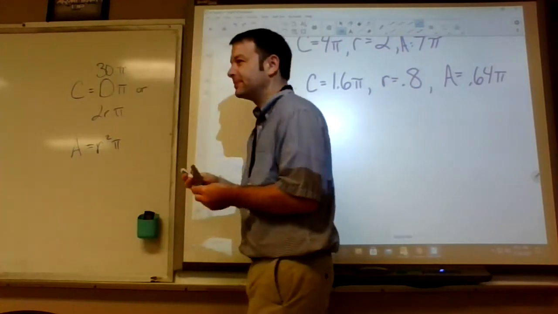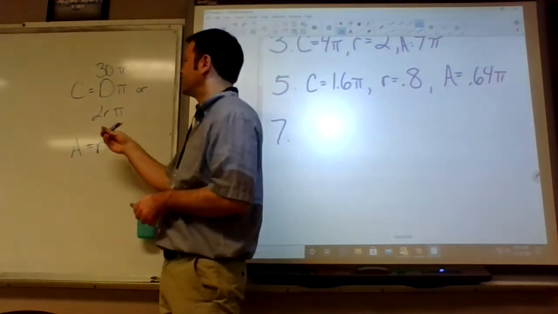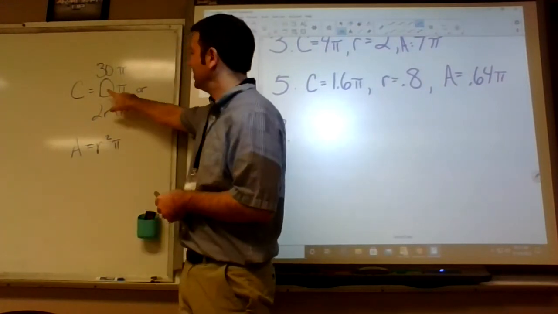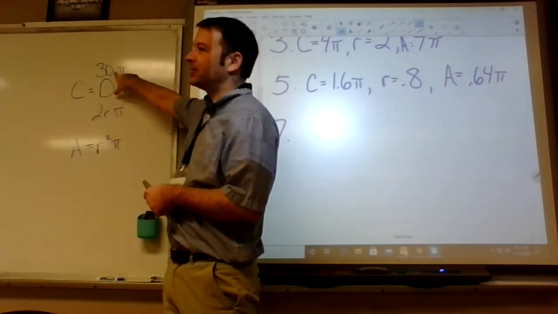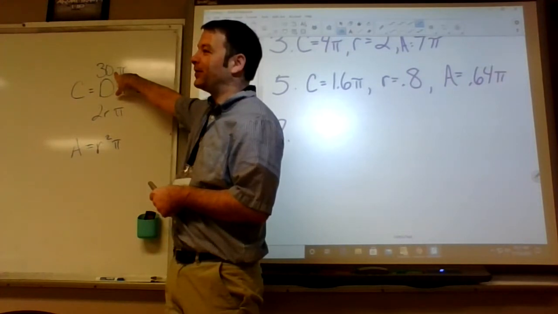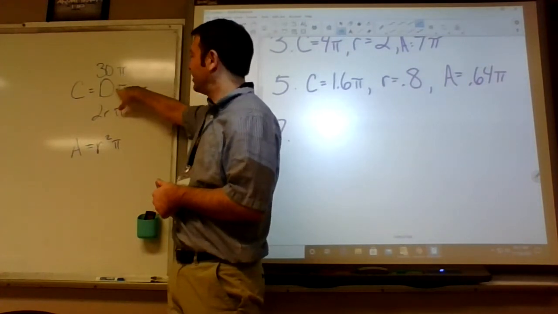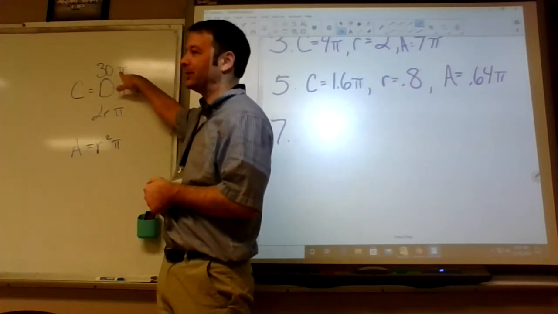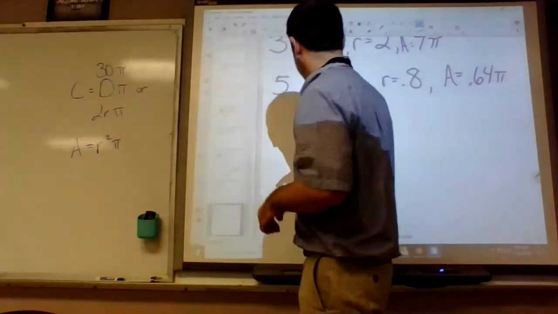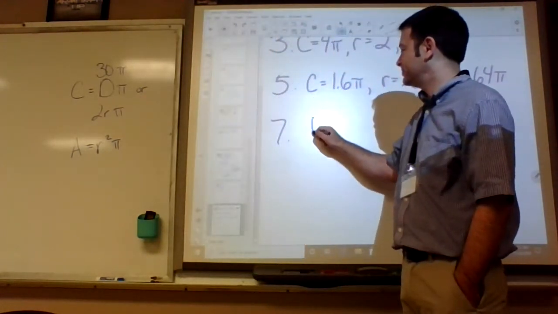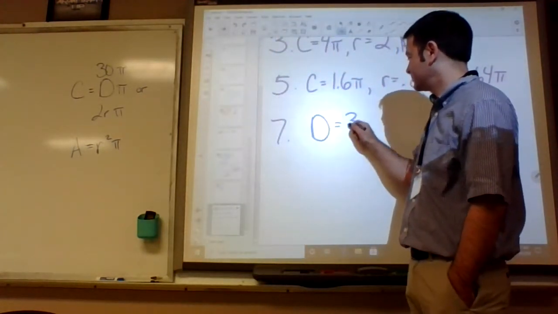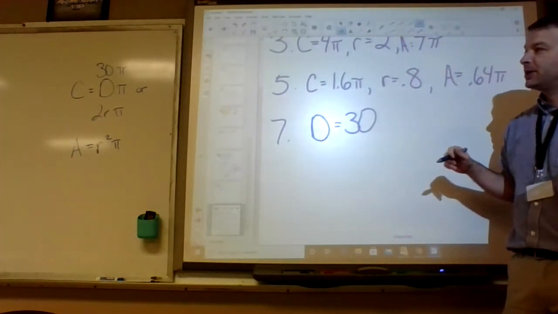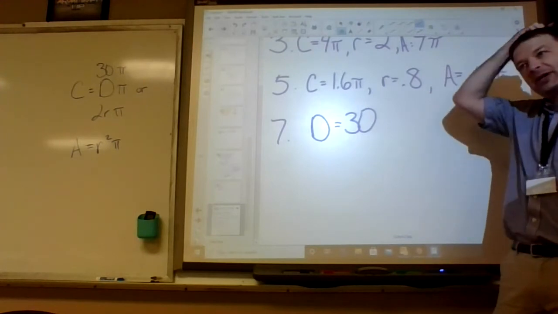That they're the same thing. No, they're not exactly the same. If the diameter times pi gives you the circumference, and the circumference is 30 times pi, then the diameter is 30. Circumference is diameter times pi.